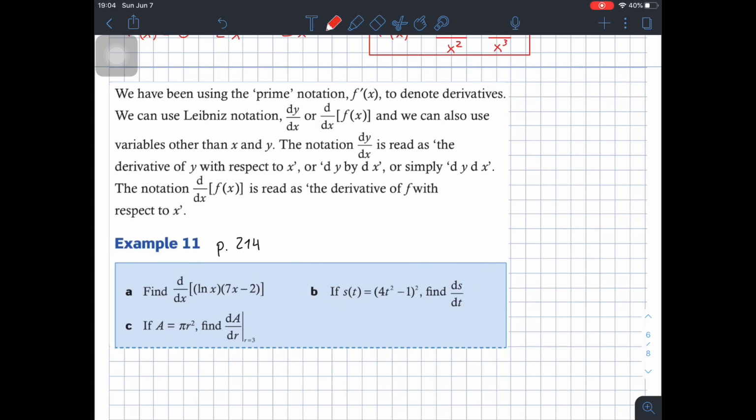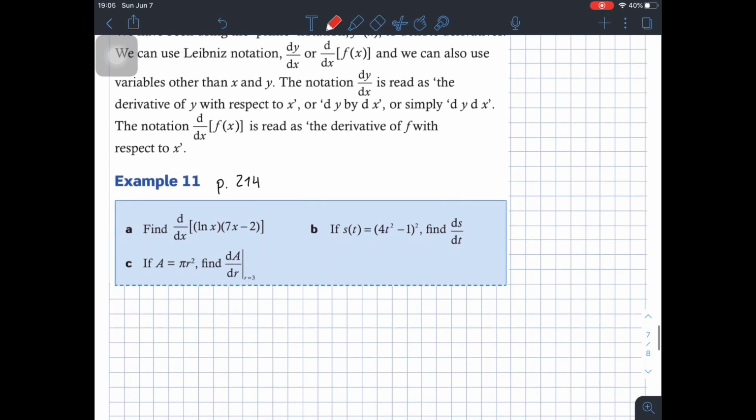And we can also use variables other than x and y. The notation dy over dx is read as the derivative of y with respect to x, or dy by dx, or simply dy dx. The notation df of x over dx is read as the derivative of f with respect to x. But what you should know is that all of these different symbols that you see here represent the same thing, and it's basically finding the derivative of the function, okay? There are different ways of expressing this only. Okay, so let's do these examples.